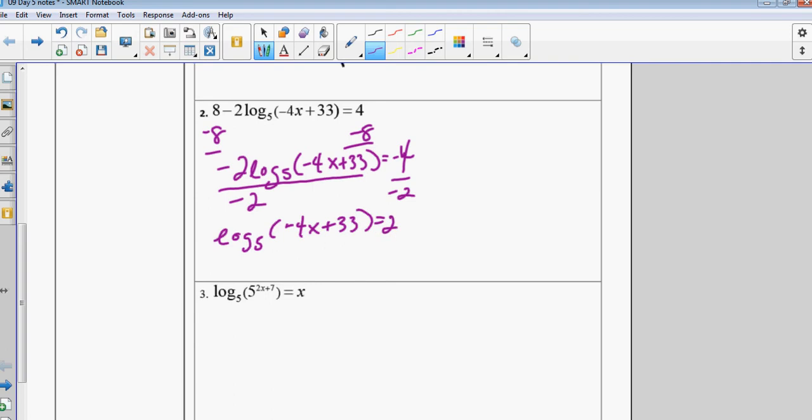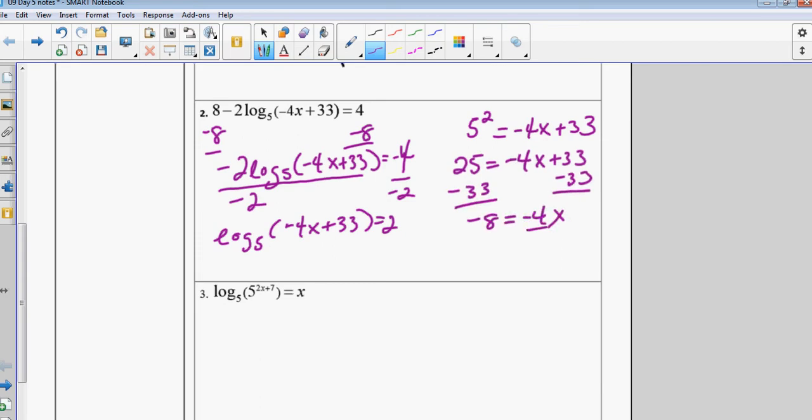Next, you could either exponentiate or you could rewrite. So I'm going to rewrite. My base is 5. My exponent is 2. And that's equal to negative 4x plus 33. So I simplify and subtract to isolate my x. So negative 8 equals negative 4x, and x is going to equal 2.